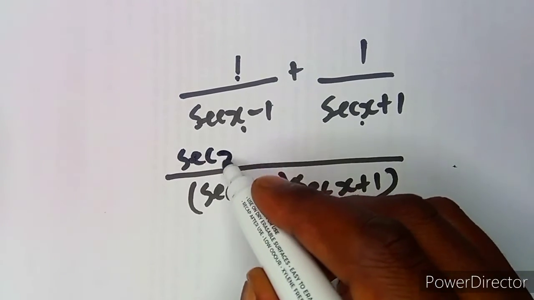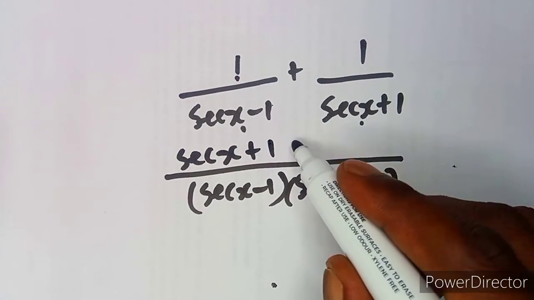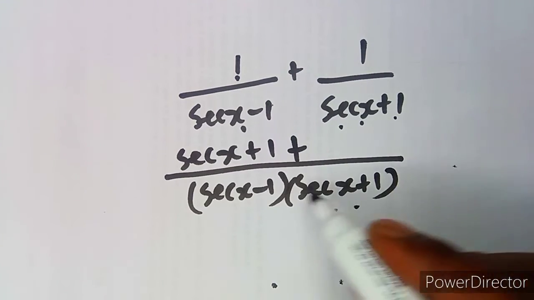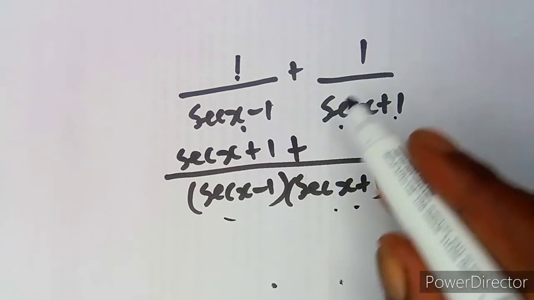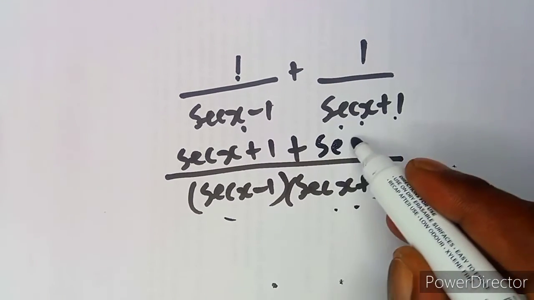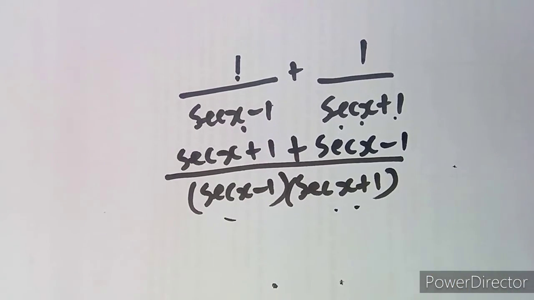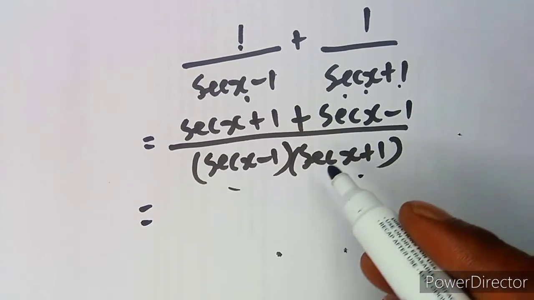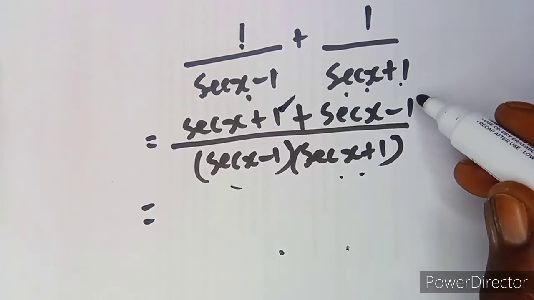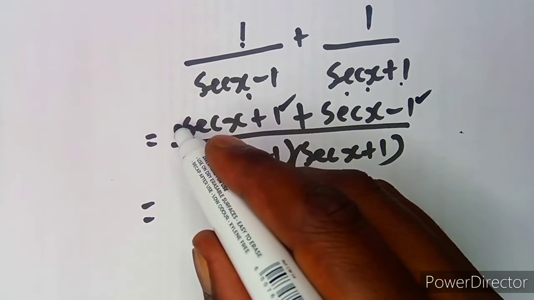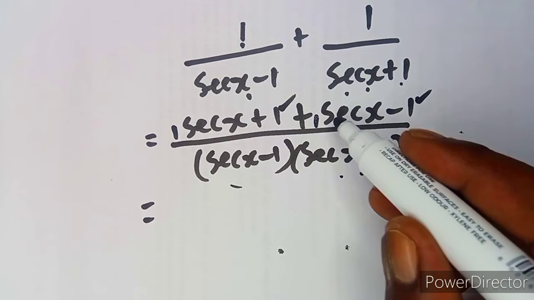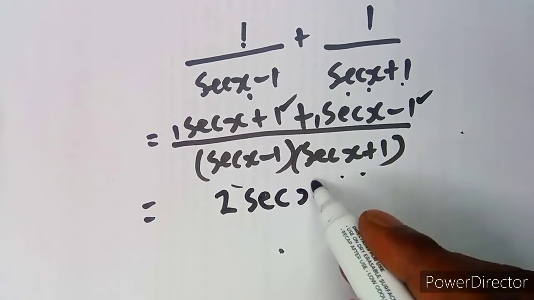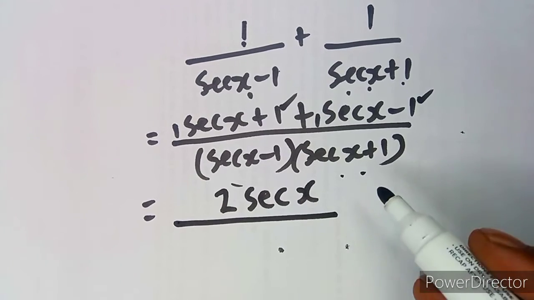Which will remain as sec x plus 1 plus sec x plus 1, and sec x plus 1 will cancel. You remain with sec x minus 1 times 1, which is sec x minus 1. Okay, this is the stage that we are at now. Now let's collect like terms. 1 minus 1, that's a 0. Here we have 1 sec x plus 1 sec x, that is sec x plus sec x, which is going to give us 2 sec x, over here.